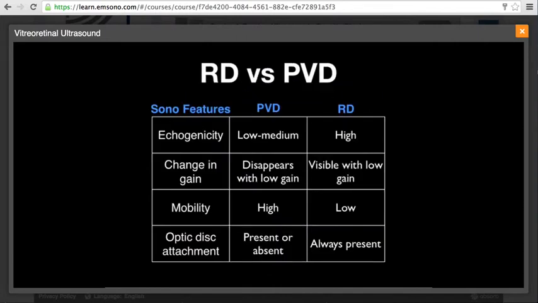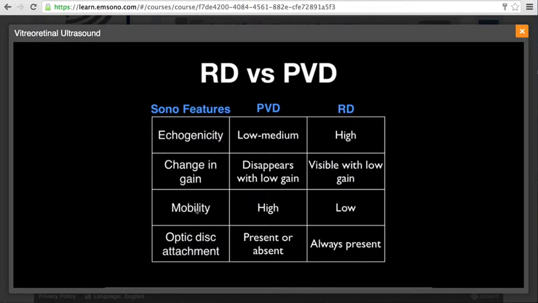So let's look at how you could potentially differentiate a retinal detachment from a posterior vitreous detachment. From a sonographic standpoint, let's first look at echogenicity. The posterior vitreous detachment is low to medium in terms of its echogenicity. So as you decrease the gain to lower settings, the PVD will disappear, but the retinal detachment has a high degree of echogenicity and will remain visible even with low gain.